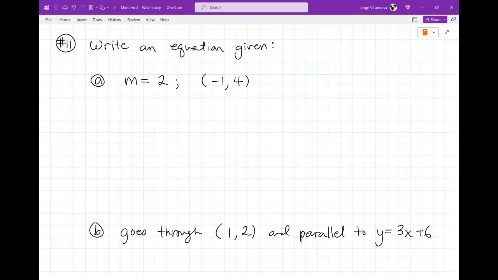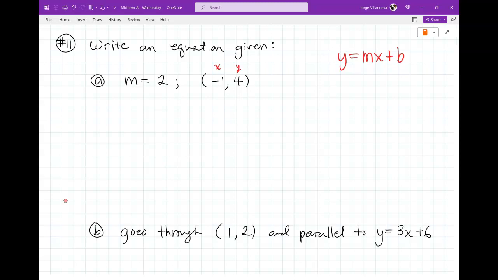So we'll start off with part A. They give you the slope and they give you a point. Now remember the equation, they always want you to write it in y equals mx plus b form, right? They always are looking for that. So they did give me m. They said m is equal to 2. And for part A, they did give me x and y. That means I can solve for b right away.